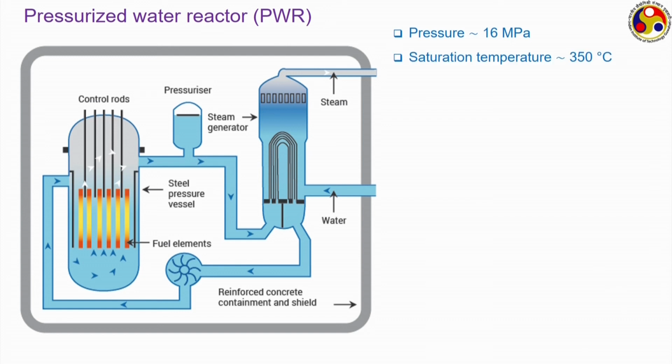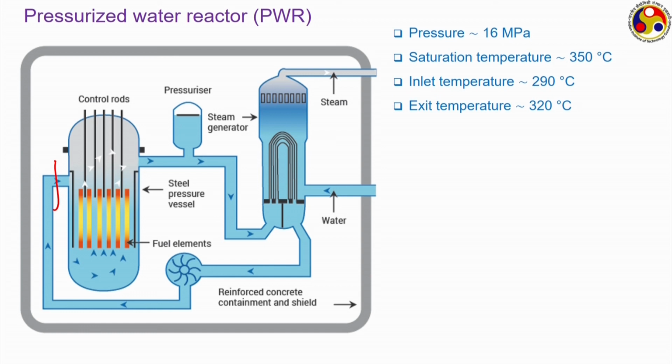Now, at such a high pressure level of 16 MPa, the saturation temperature of water will also be very high, somewhere around 340 to 350 degrees Celsius. The water entering this reactor core is at a temperature of something like 290 degrees Celsius, and the flow rate of this water is controlled such that at the exit the temperature is limited to 320 to 325 degrees Celsius, which is well below the saturation temperature of 350 degrees Celsius.